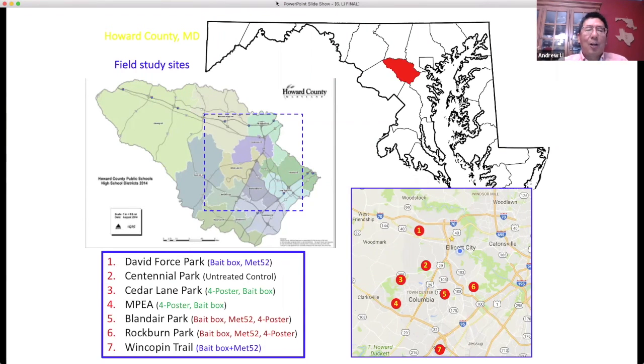So this is just our study design. We have 7 study sites. We tested 3 different combinations. Each has 2 locations. We have 1 untreated location. We are in year 4 of the 5-year project, so we are still collecting and adding data. Hopefully by this time next year, we have a complete data set to analyze and have some conclusions we can reach. Next slide, please.